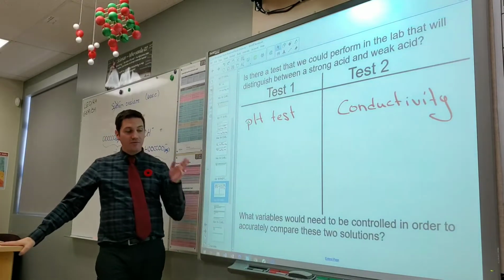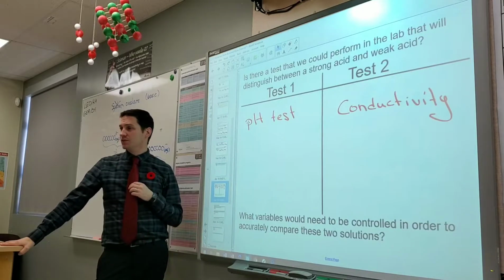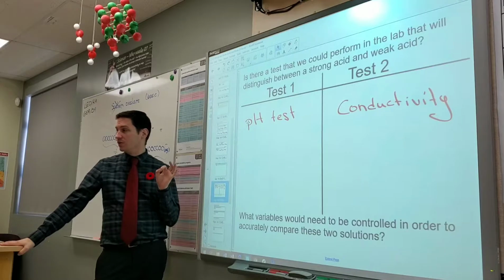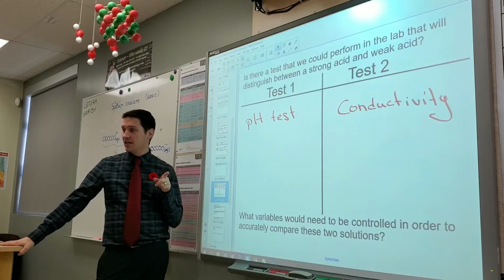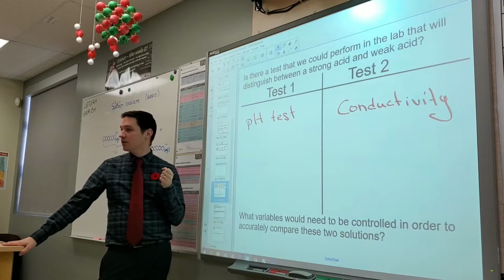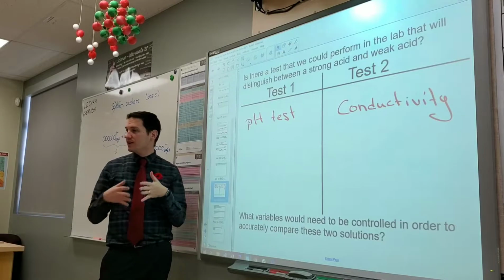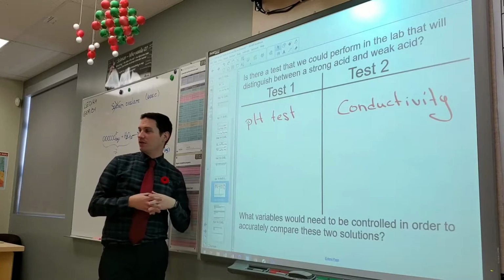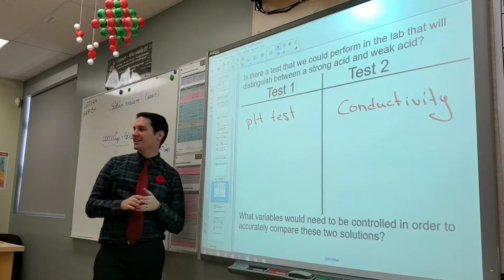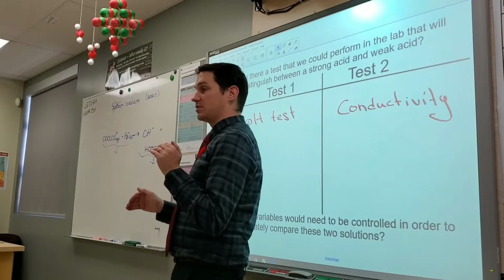What I want to know is what variables would need to be controlled in order to accurately compare these two solutions. What was the one thing that we needed to make sure that we keep the same when we're testing? Water, like the pH. Yeah, the water, sure. Solution? Yeah, there's one very specific C word that I'm looking for. Solvent. No, the C. Concentration. We need to test these at the same concentration.